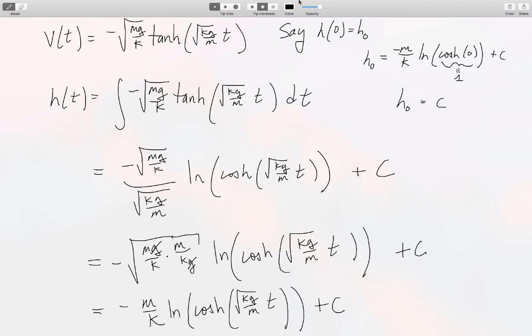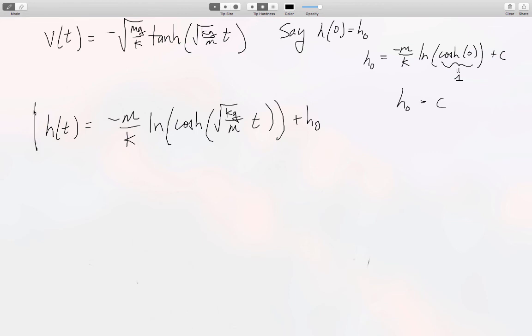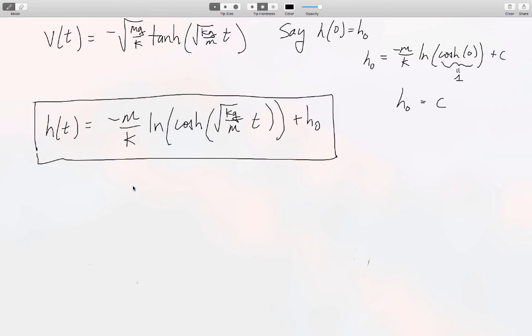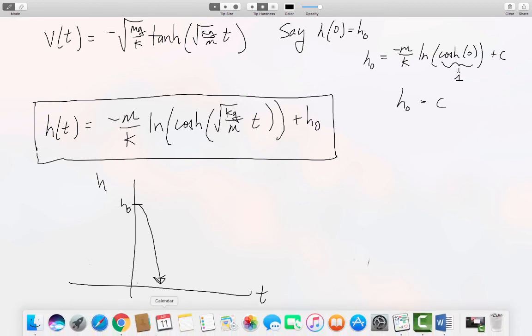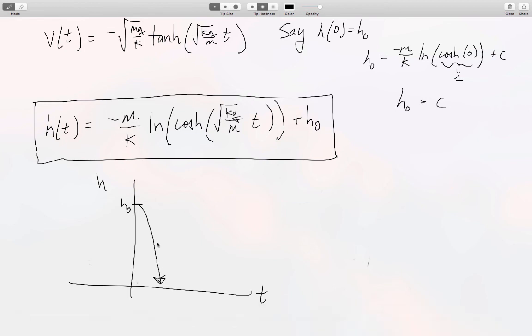So we just about have it. Let me just write this whole thing out now. That is now a formula for the height over time. It's going to look something like this. It starts off at h0, and then it just drops, and over time the height will go down to 0. It looks like a parabola, but it is not a parabola.